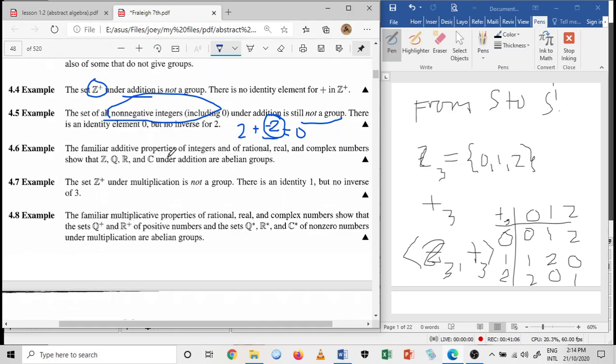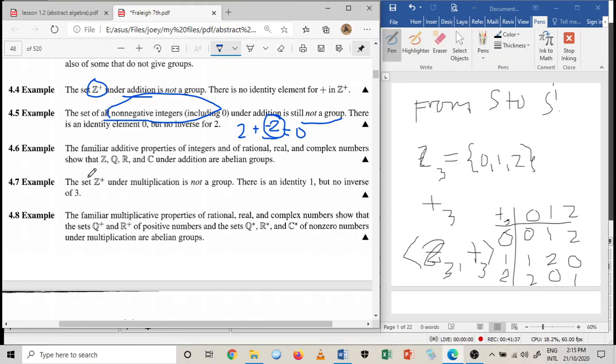The familiar additive properties of integers and of rational, real, and complex numbers show that these 4 sets are actually abelian groups. All of these are groups under addition. And addition is actually commutative in all these 4 sets. Meaning, these 4 sets together with addition is an abelian group.